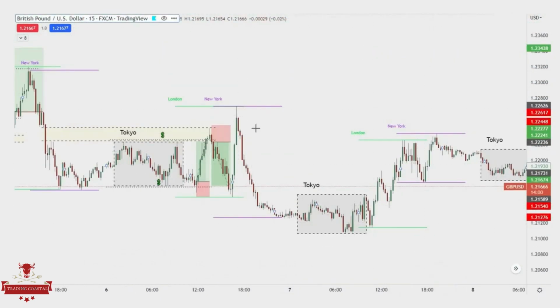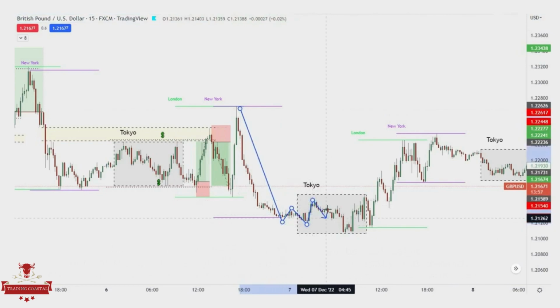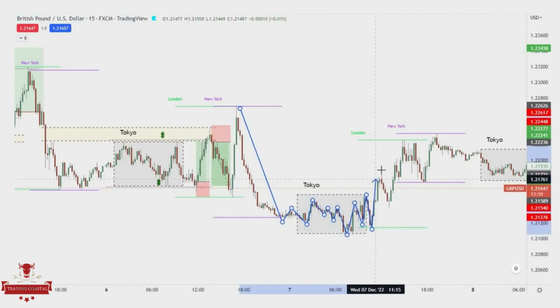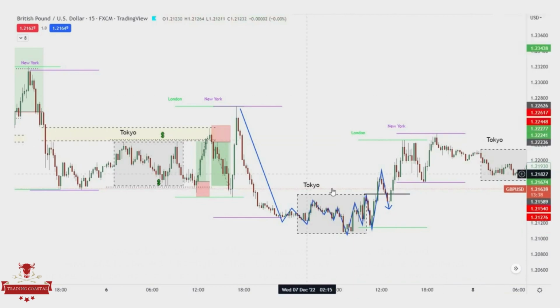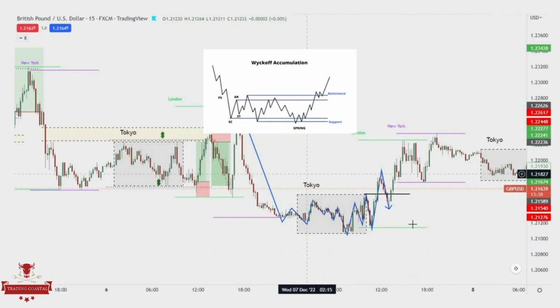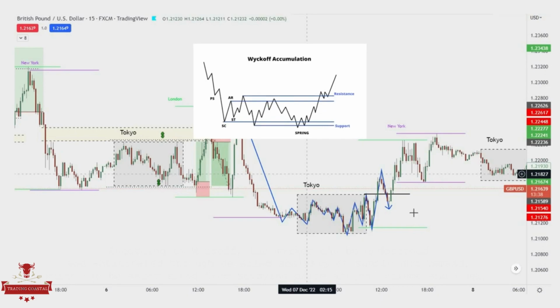Let's continue. During the New York session, we had a strong sell-off. After these strong moves it is almost inevitable for the market to range during the Tokyo session, and this was exactly what happened. We have an accumulation during this session. This is almost a textbook Wyckoff accumulation schematic.